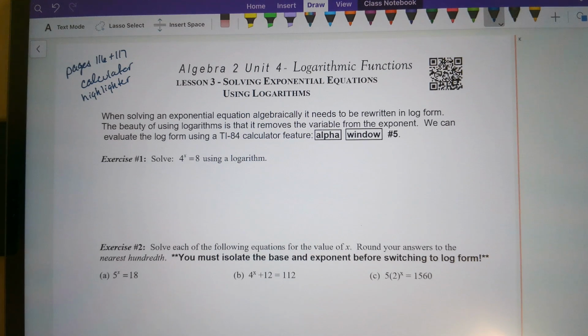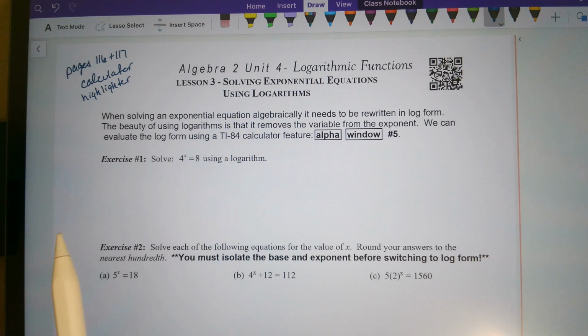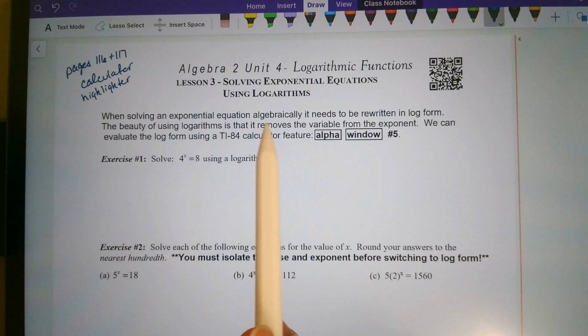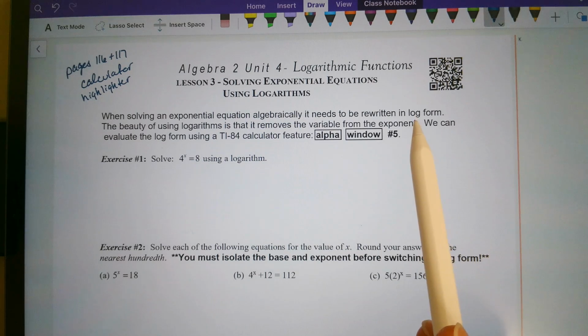Today we're on pages 116 and 117, solving exponential equations using logarithms. You want to have your calculator and a highlighter. When solving an exponential equation algebraically, it needs to be rewritten in log form.